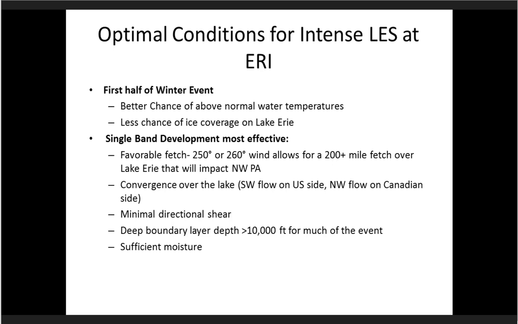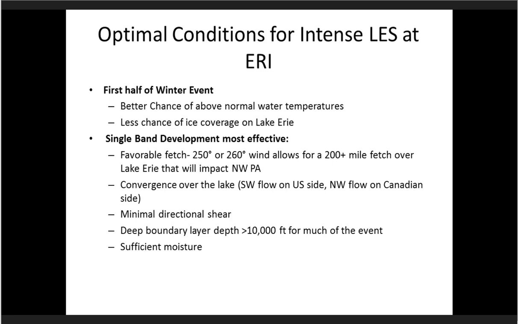And you often have convergence in the boundary layer with the band. The band kind of drives the whole overall mesoscale circulation in and near the lake. And we'll have southwest flow on the American side and northwest flow on the Canadian side with strong convergence therein with upward motion, and then divergence aloft. So you have a circulation center.